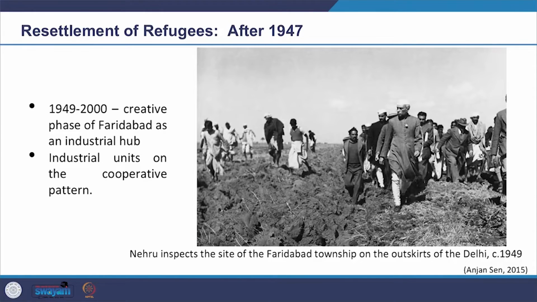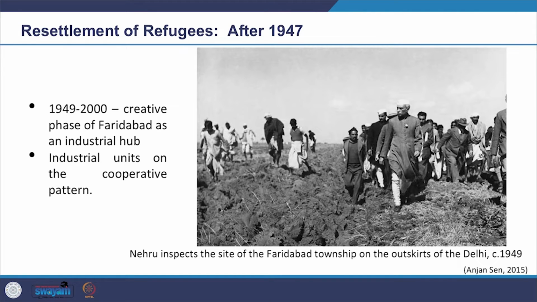We also see that post-independence and partition, we had pressure to house refugees. We see the creative phase of Faridabad as an industrial hub from 1949 to 2000, built on the cooperative pattern. The partition in 1947 brought a surge of refugees into Delhi who were housed in temporary refugee camps. Even till 1949, not much could be done for permanent rehabilitation of these refugees.